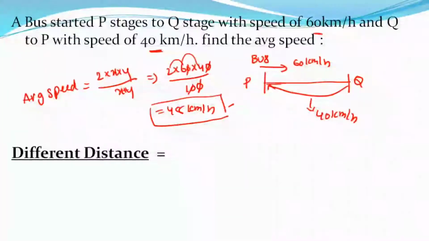Check the distance. If the distance is the same, then the average speed is 2 into product by sum. For example, if the distance is different.